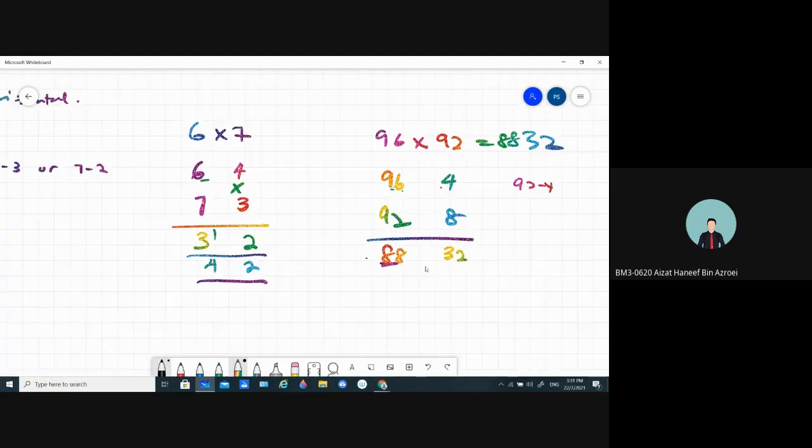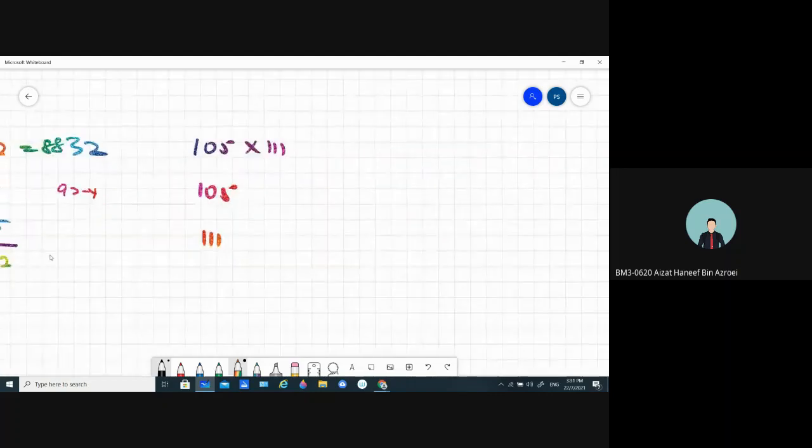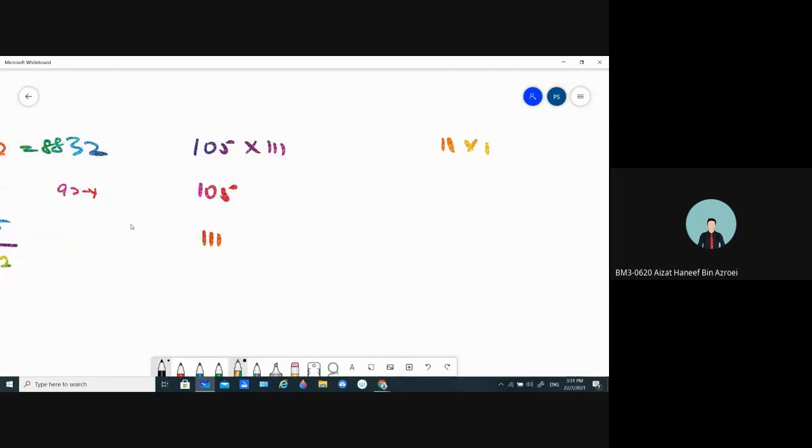Okay, let's do one more: 105 times 111. Before that, I want to do 11 times 12 first. So I write here 11 and 12. What do I write on the right hand side? 1, but it's more than 10, so it's negative 1. And here is negative 2.